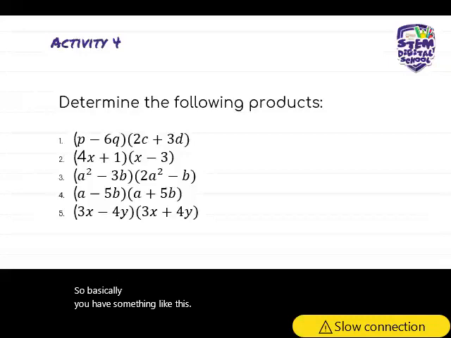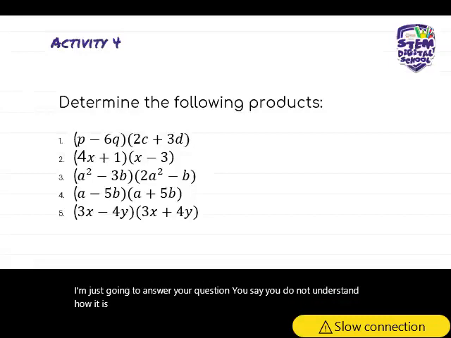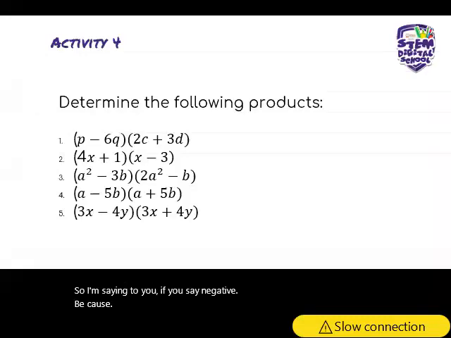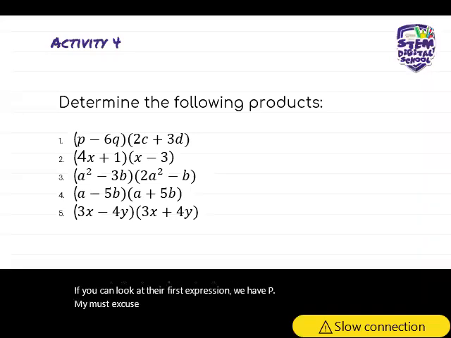All right, it is a negative because I see Pulani, I'm just going to answer your question. You say you do not understand how it is a negative. So I'm saying to you, it is a negative because if you can look at the first expression, we have P minus 6Q. So what is the sign of 6Q? The sign of 6Q is negative. All right, so it is negative, and then you can be able to tell that it is negative. And then, of course, you can just simplify. Let's rather simplify.